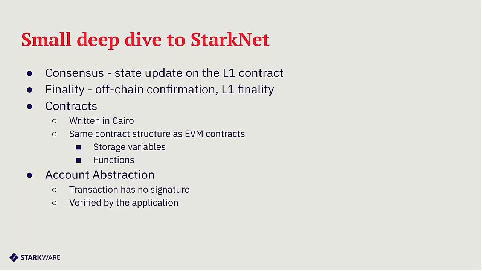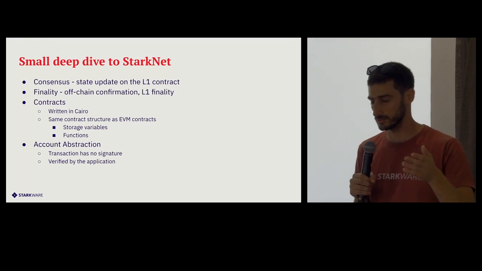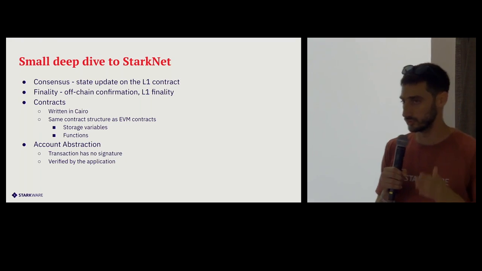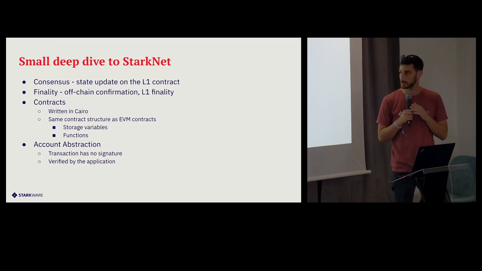The other aspect is a contract. As I've said, they're written in Cairo, and Shachar will, in a minute, give us a brief overview of what Cairo is. But the actual contract structure is the same as EVM contracts, meaning basically you have storage variables, which can be either just a variable or mappings of mappings. And you have functions, internal and external, and view functions, which operate on those storage variables. They can also send messages to L1. And in the next update, they will be able to also call other contracts.